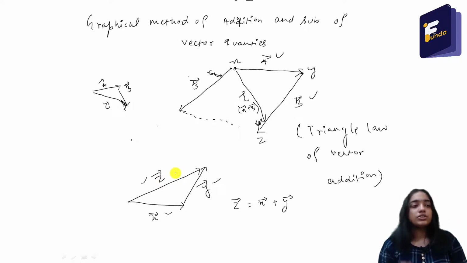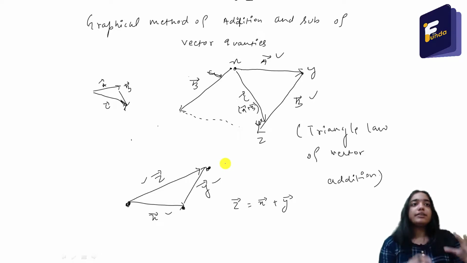Simple. You can just imagine that if a person goes from this point to this point, and then from this point to this point, it is the same as going from this point to this point. That is why the sum of X vector and Y vector is Z vector.